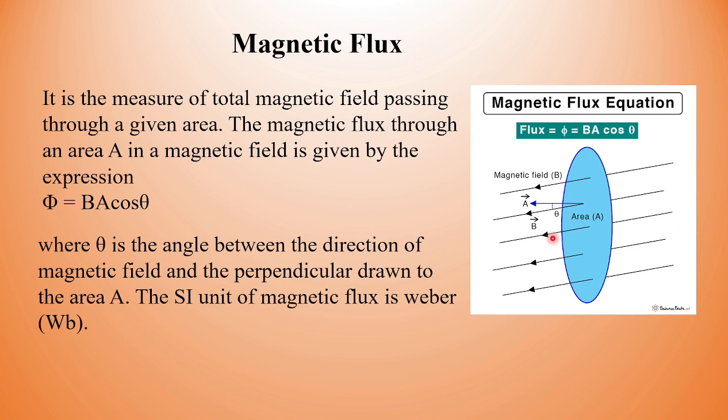So what is the intensity of the magnetic field? From this expression, we can see that the intensity of the magnetic field is the normal magnetic field, or the number of magnetic field lines passing through a perpendicular unit area. That is the relation between the magnetic field intensity and magnetic flux. The SI unit of magnetic flux is the Weber, with the symbol capital W small b.